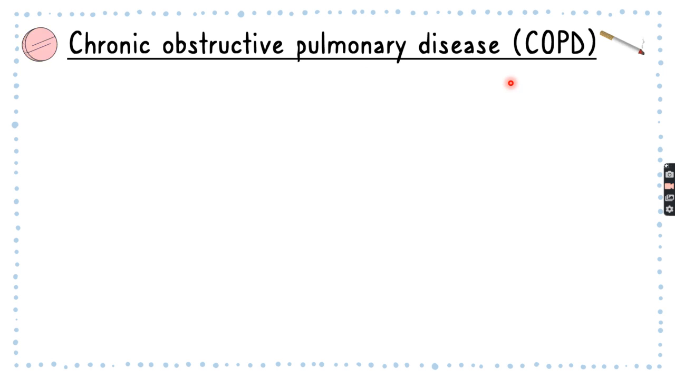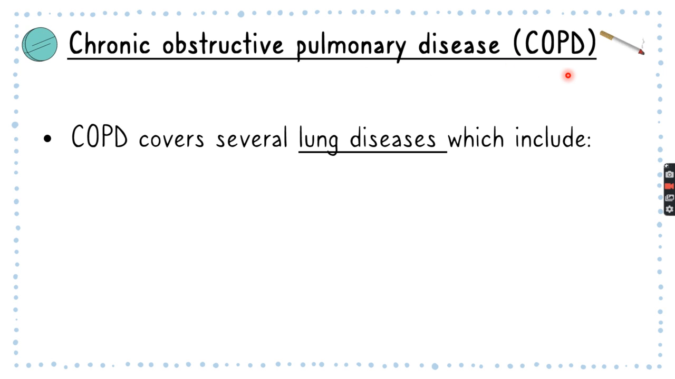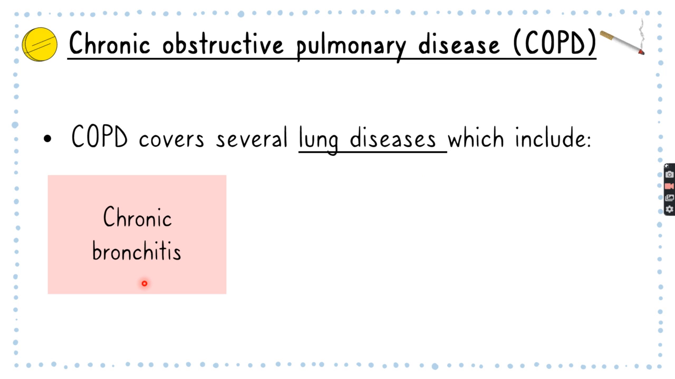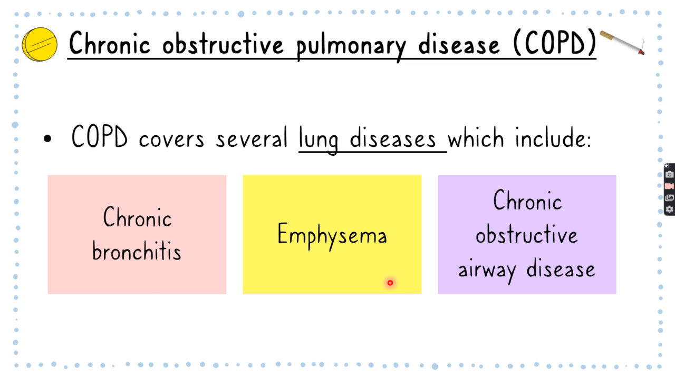Chronic obstructive pulmonary disease, you can also write this down as COPD if you can't remember the full term. COPD covers several lung diseases, which include chronic bronchitis, emphysema, and chronic obstructive airway disease.